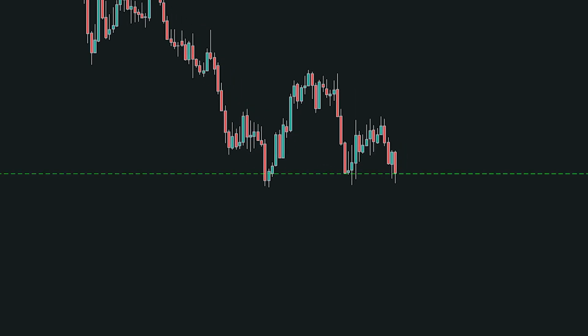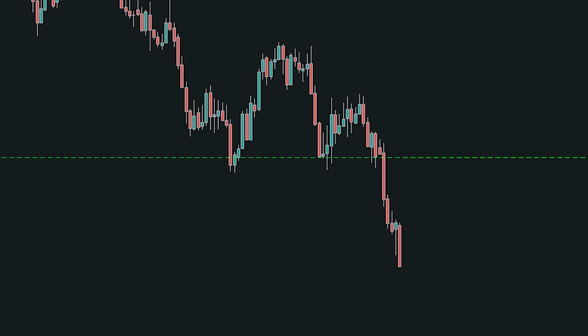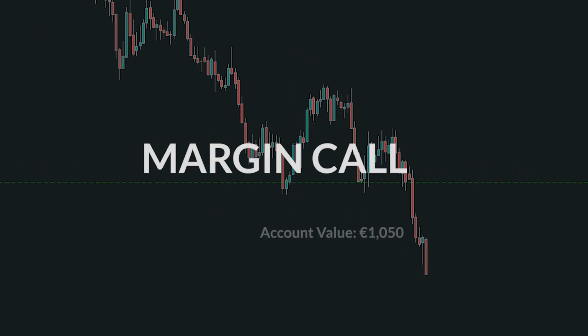Now that 1,000 euros would be known as the margin, and it's the minimum amount of money that you need to keep in your trading account to keep that trade open. So as long as that trade is open, you can't withdraw that margin amount. But then what happens if that trade starts to lose and the account value comes close to that margin amount? Well, this is where you're going to get a margin call.